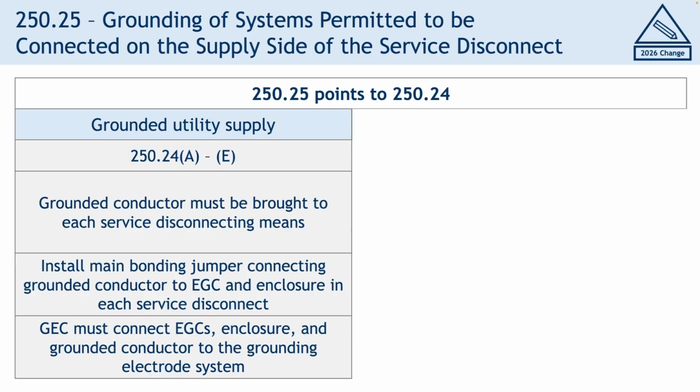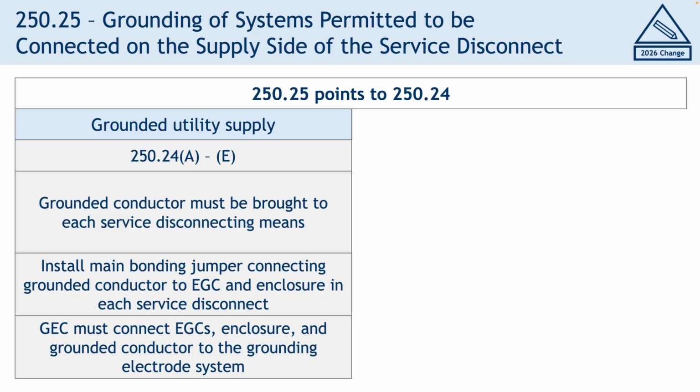Okay, if you have a grounded utility supply, then 250.24 A through E are the rules that you're going to have to comply with when you connect your supply side power source. These were not always spectacularly clear, but I think it's pretty clear now. The grounded conductor has to be brought to the service disconnecting means. So even if you don't have a grounded neutral conductor connected to your actual power source, let's say you have a 3-phase inverter and it doesn't need a neutral, it doesn't matter. You still have to bring that grounded conductor to the service disconnecting means.